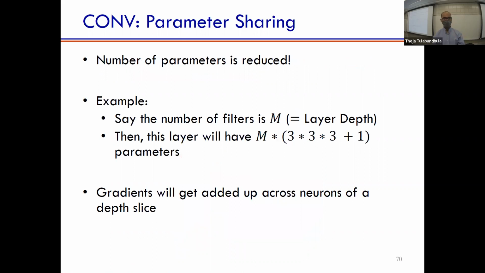Okay, so I think we already discussed the number of parameters being reduced. It's the number of filters, the layer depth, times the filter size plus one, because there's also a bias that I did not mention, but it's very similar to the linear layer bias. You do a matrix-vector multiplication plus one, sorry, a neuron, which each will have a little bit of offset. So that offset is one additional parameter.